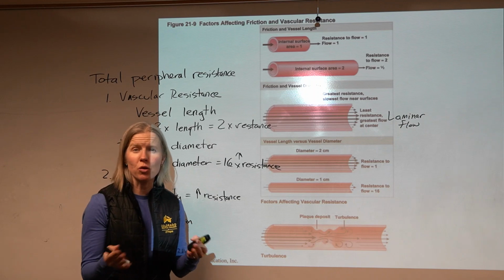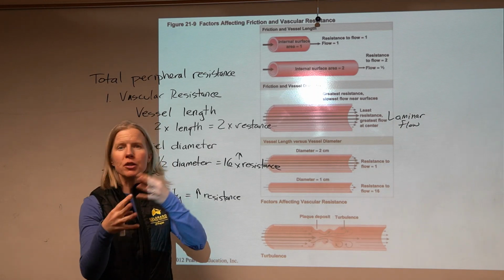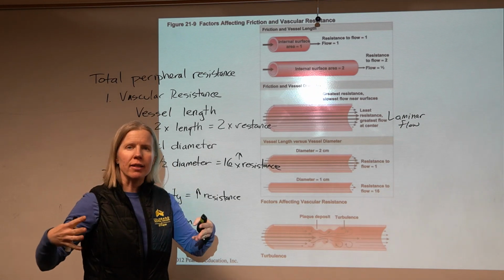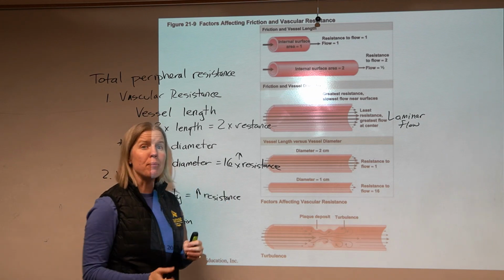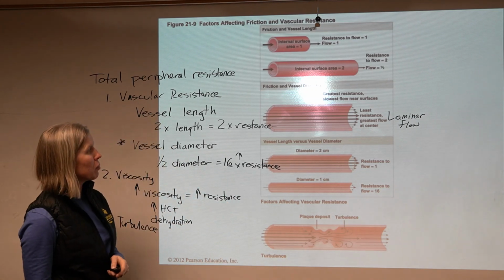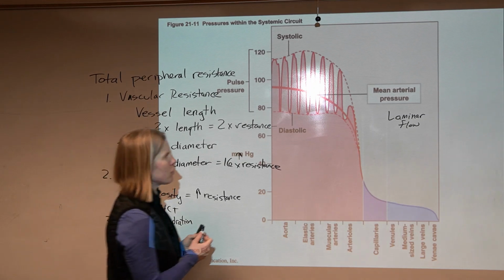Some turbulence is totally normal, right? Anytime you pass a valve or something, that's a disruption and you're going to get these eddies, right? And you've got to overcome that resistance to keep the blood flowing, right?